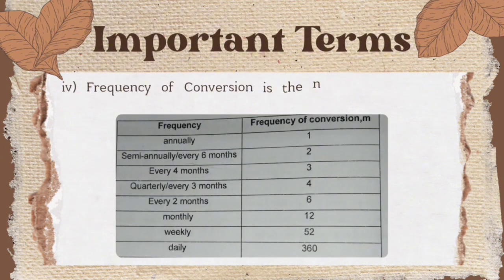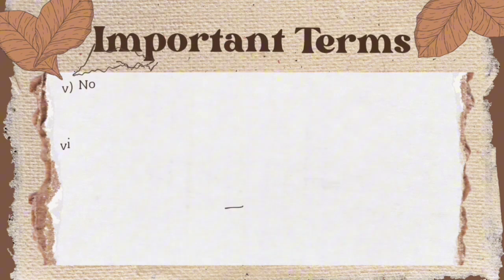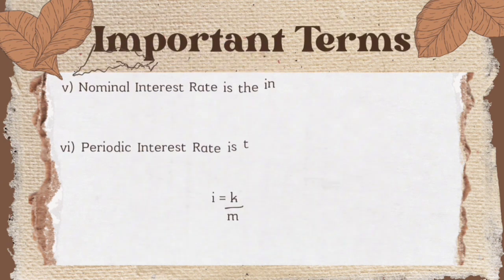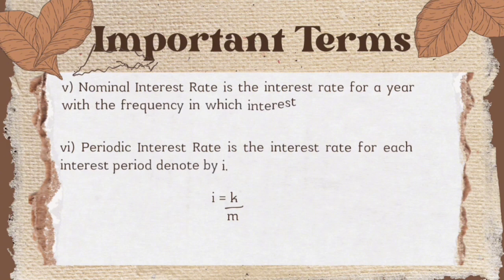Number 4. Frequency of conversion is the number of the interest period calculated in a year, denoted by M. Number 5. Nominal interest rate is the interest rate for a year with the frequency in which interest is calculated in a year, denoted by K. Number 6. Periodic interest rate is the interest rate for each interest period, denoted by I equals K per M.